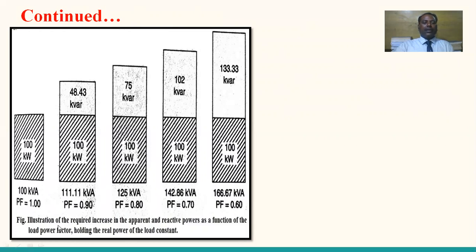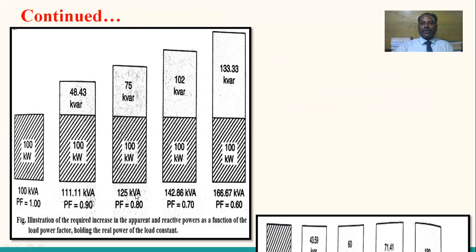This figure illustrates the required increase in the apparent and reactive powers as a function of the load power factor, holding the real power of the load constant. With a step variation of the power factor from unity to 0.9, 0.8, 0.7 and 0.6, we can observe how the reactive power increases in the circuit. So if you minimize the reactive power, the power factor is improved.